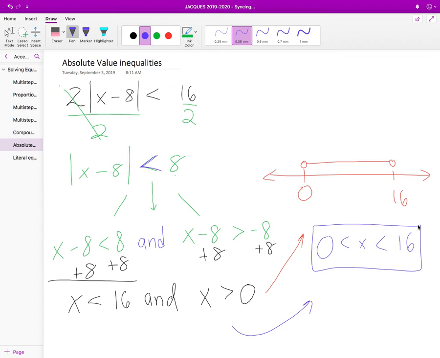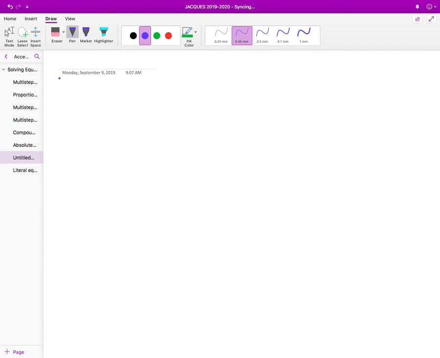So what else would happen? We should do another one with the inequality greater than. We'll do one with greater than or equal to. So do -4 absolute value 2x minus 5 plus 6 is greater than or equal to -1.